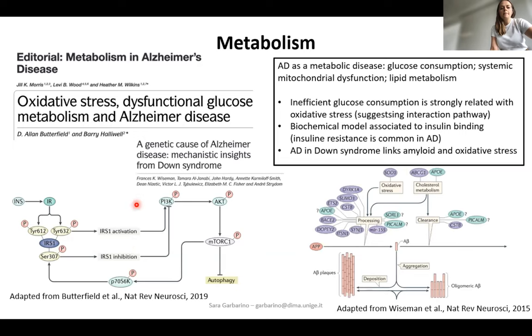And then there was this study, it's a bit old, it's from 2015, but again, it's quite interesting. It's a study that discusses mechanistic insight on Alzheimer's disease from studies of Alzheimer's disease in Down syndrome. And that's because there are several proteins that are associated with amyloid production and oxidative stress on chromosome 21. And this could mean that Down syndrome datasets would actually be a test bed for testing the association, the interaction between amyloid and oxidative stress, for instance. So the interaction between these two different mechanisms.